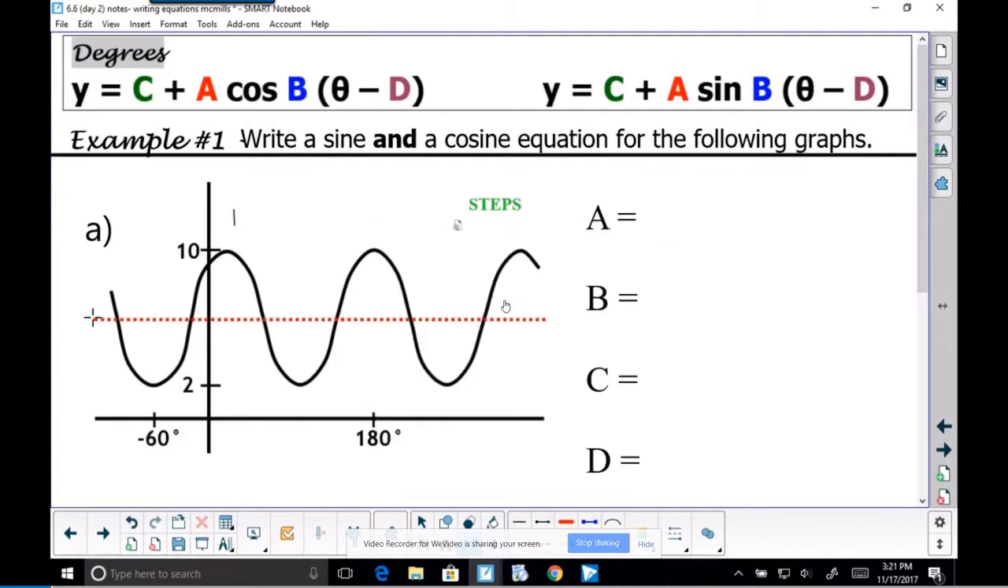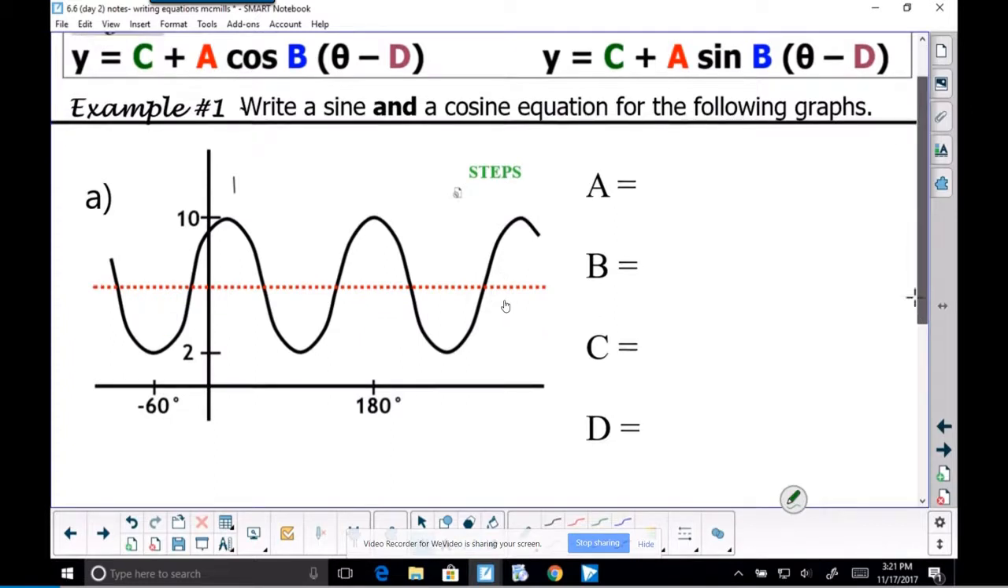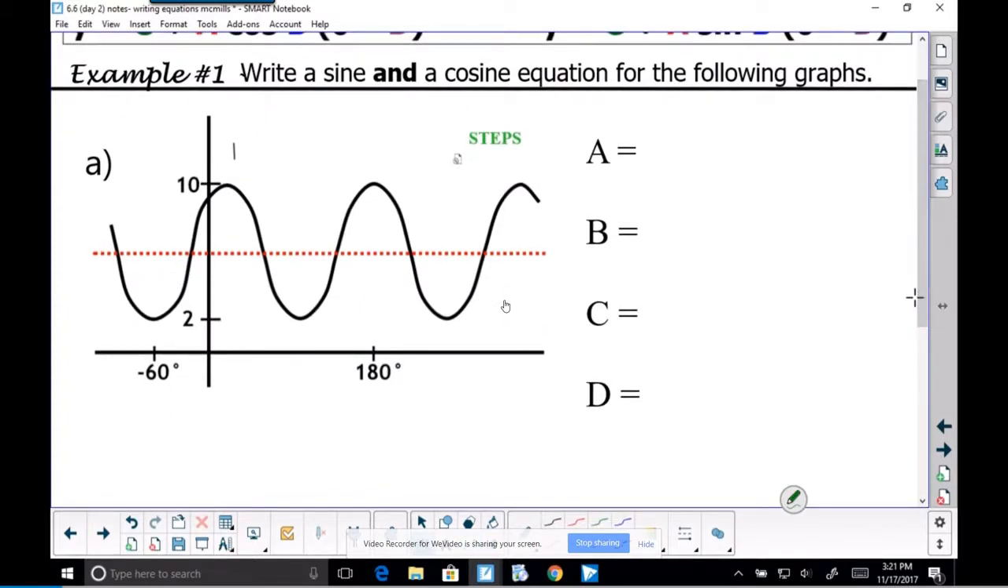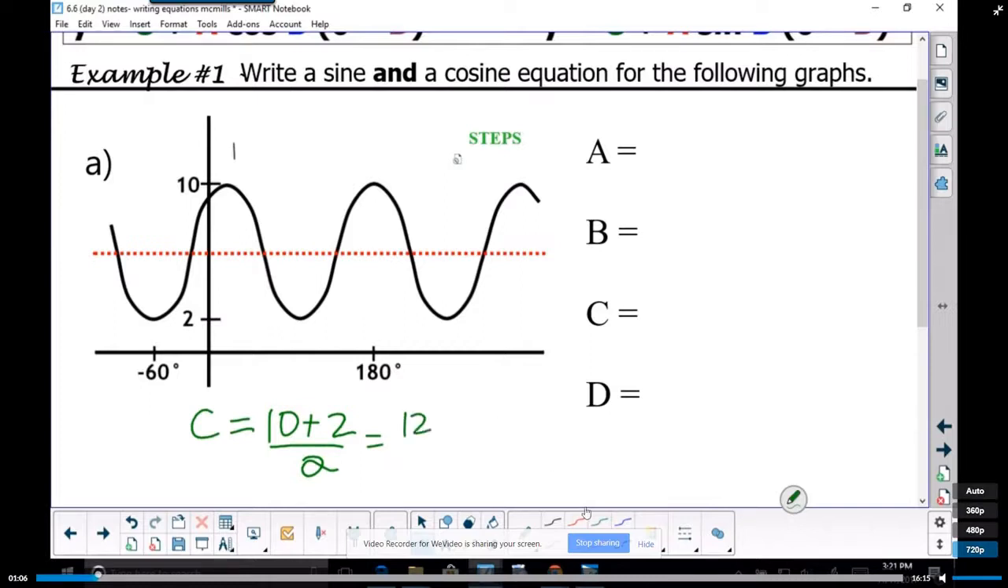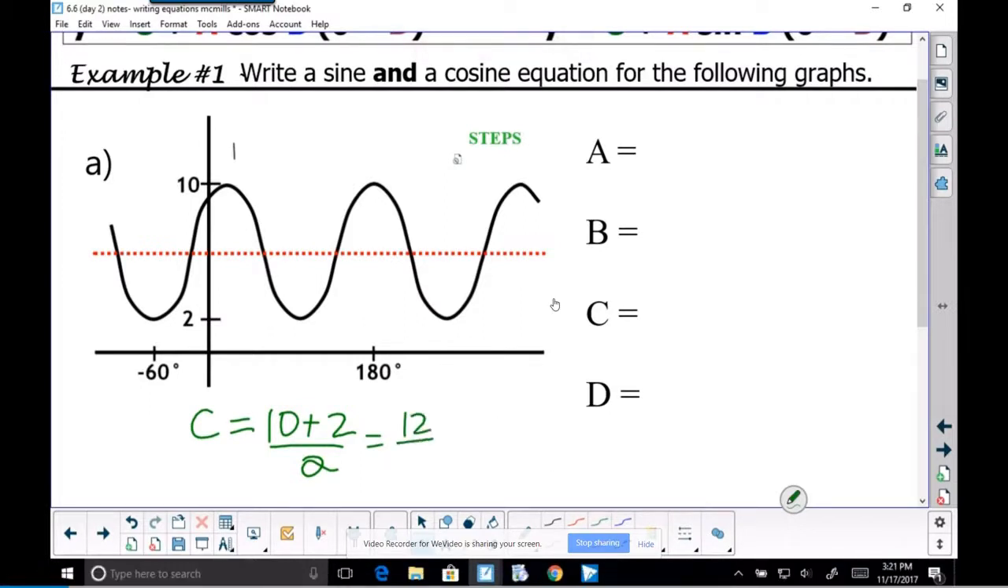And now we're going to figure out what the C value is, the sinusoidal axis. It's the average of the maximum and the minimum. So C is equal to 10 plus 2 divided by 2, so the average of 10 and 2. The average by doing 10 plus 2 divided by 2, and you'll get 6. So C is 6.